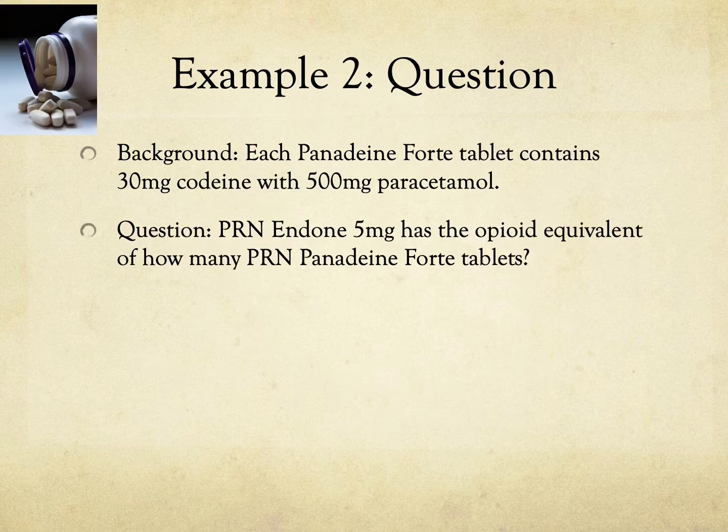Example 2. Each Panadine Fort tablet contains 30 milligrams codeine with 500 milligrams paracetamol. How many PRN Panadine Fort tablets contain the equivalent amount of opioid as Endone 5 milligrams?